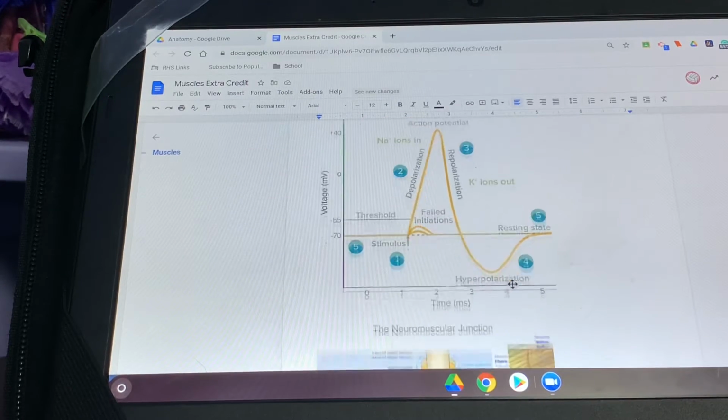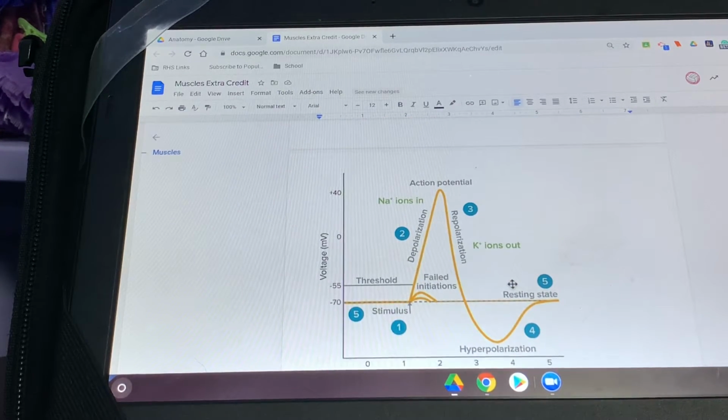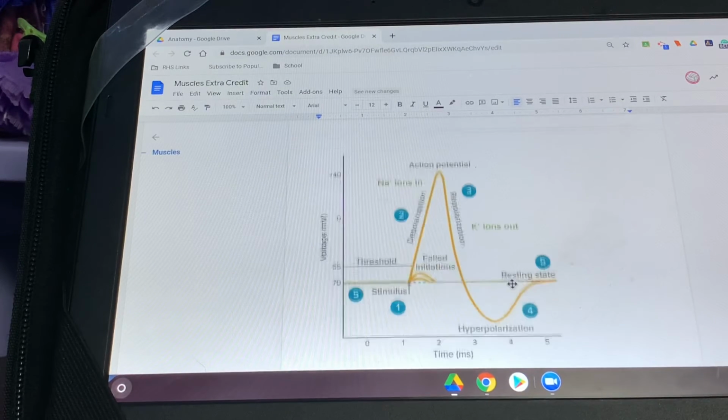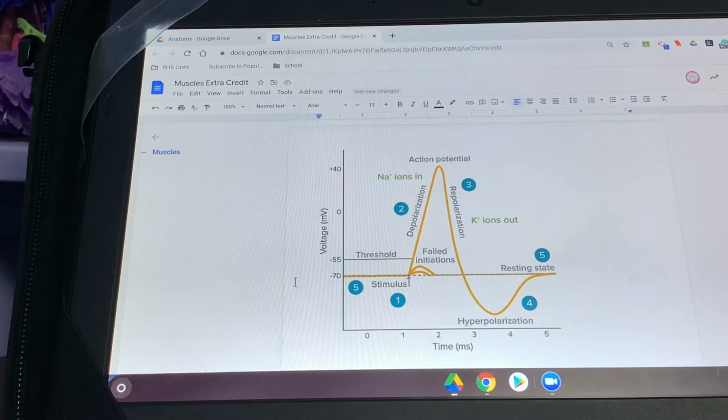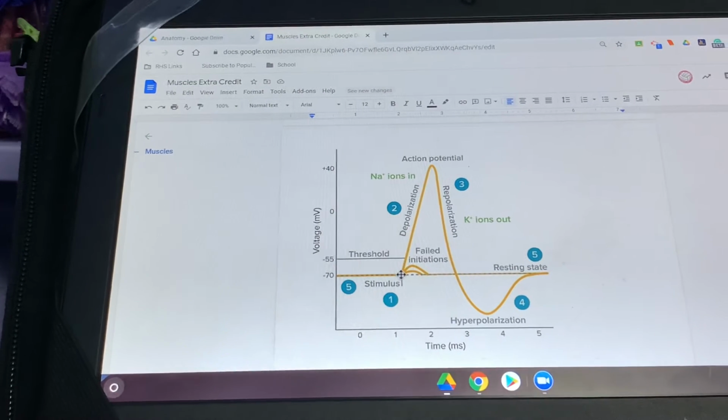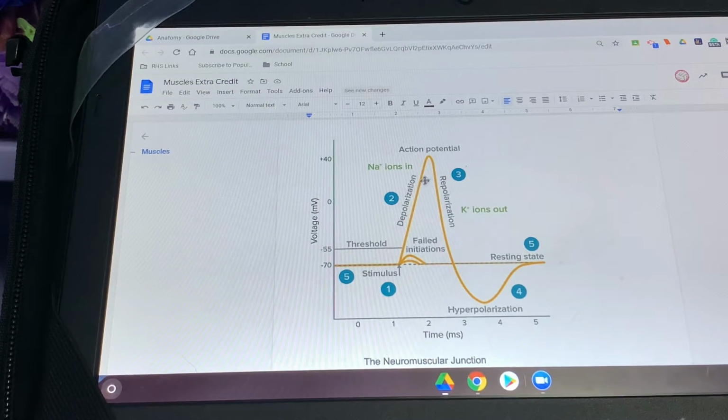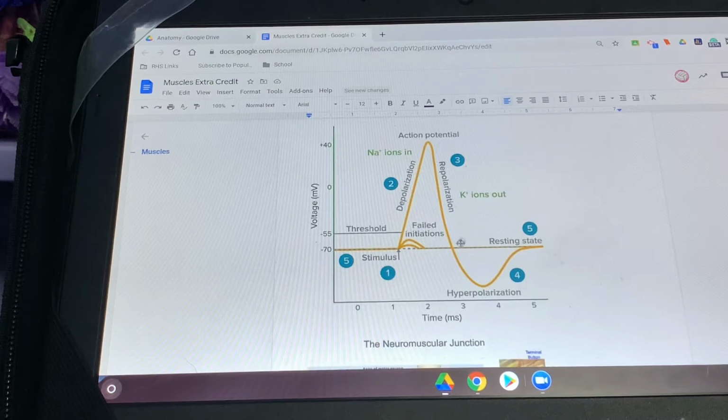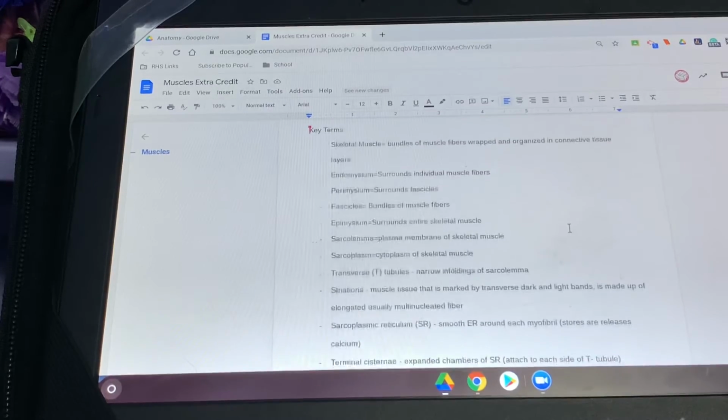And then this is the whole action potential. So this is threshold, and then this is depolarization. This is repolarization. So for depolarization, that's when the sodium ions are flowing in. And then for repolarization, that's when the potassium ions are flowing out. And then there's this hyperpolarization state, and then it goes into resting state.